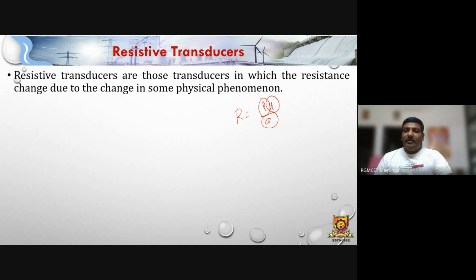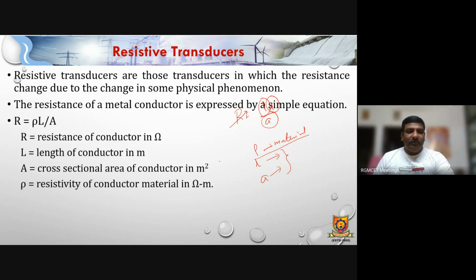The resistivity depends upon the type of material we are selecting. Based on the type of material, its resistivity will change. Length is a physical parameter and A is the cross-section area. So these two are the physical parameters and this is the material property. By changing these three quantities, we can change the value of resistance, right?